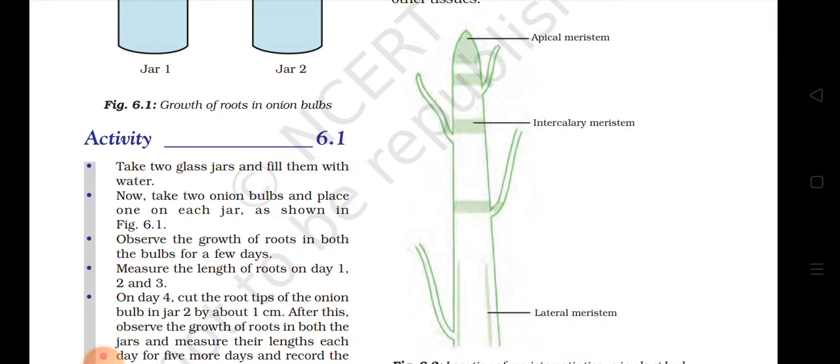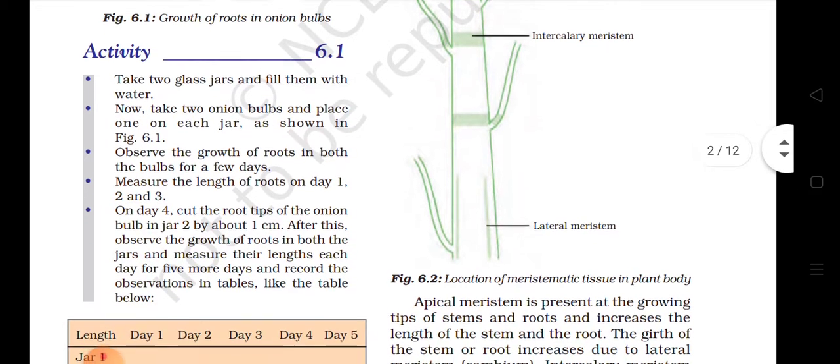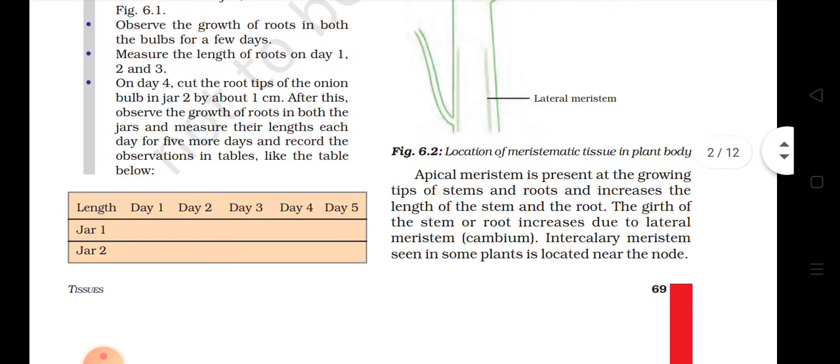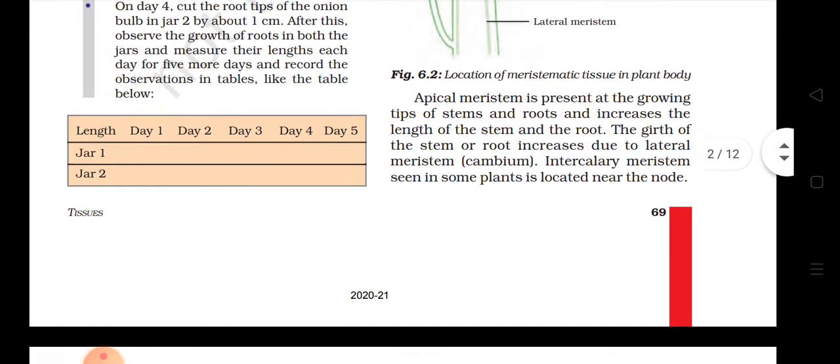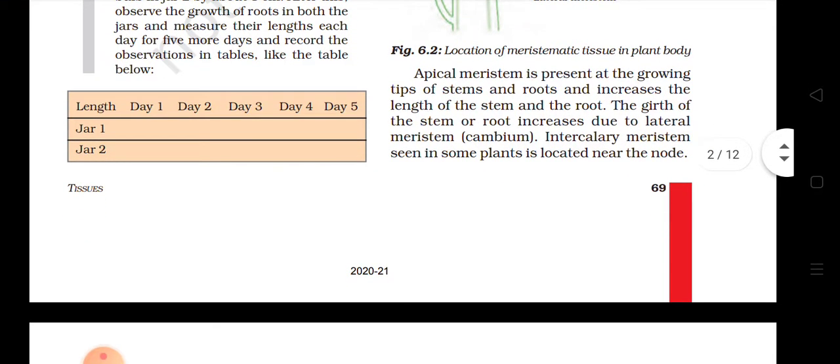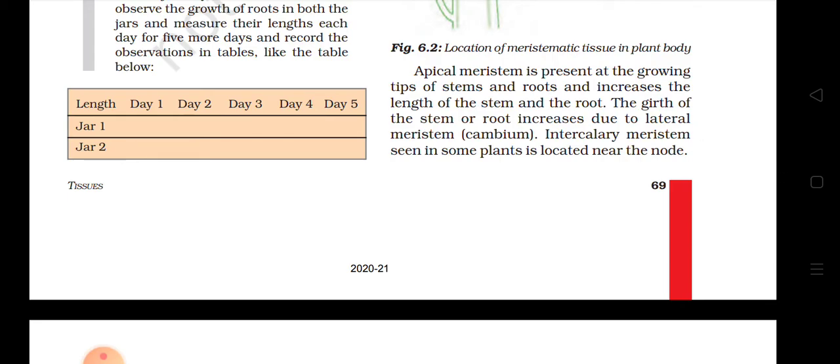Intercalary meristematic tissues are present between the two nodes. Now, nodes means the place from where a leaf or the branches grow. Okay. So, intercalary meristematic tissue helps in the growth of the length of the plant, and lateral meristematic tissue helps in the growth of girth or the width. Okay, it increases the size of the stem. Okay, size of the stem or the size of the cambium. Okay.